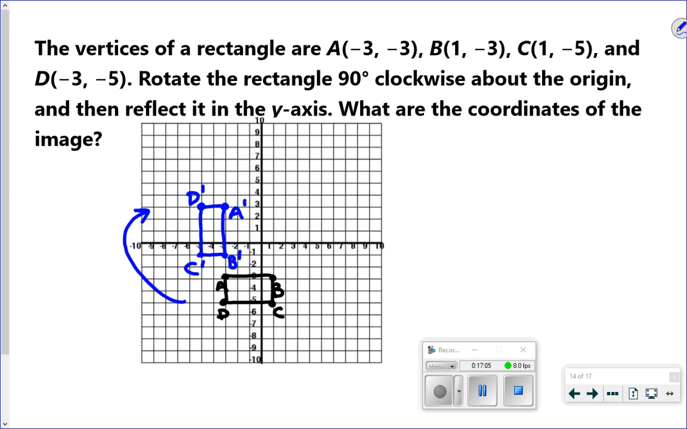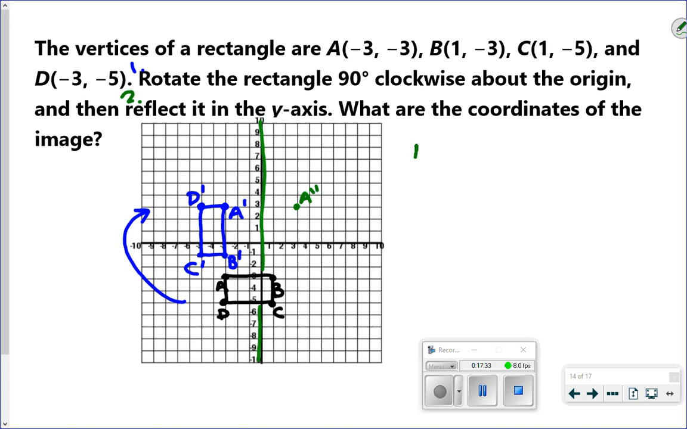Now my second thing they asked me to do: number one, I rotated 90 degrees and we went clockwise. But now we need to reflect it in the y-axis. So my y-axis, that's the vertical one right here. So we're going to reflect it. The copy of A on the y-axis is at 3, 1, 2, 3 to the left. Now I'm going to go 3 to the right. Here's my double copy of A.